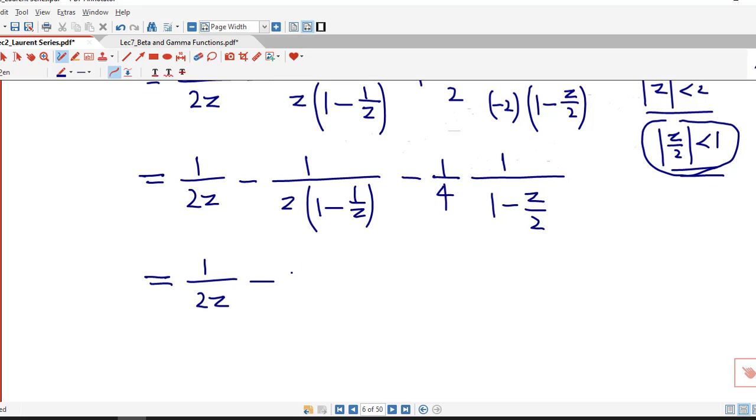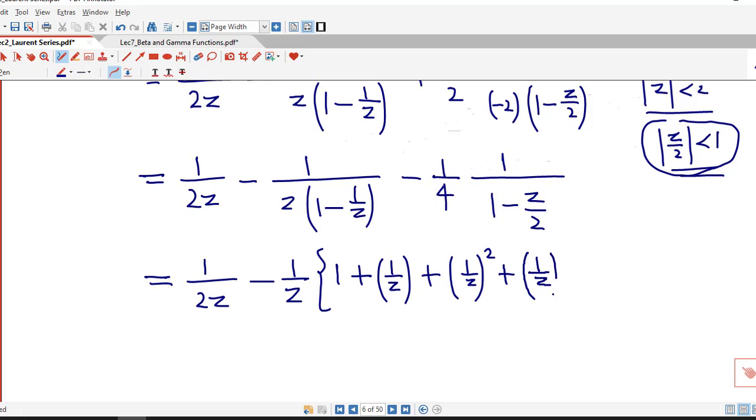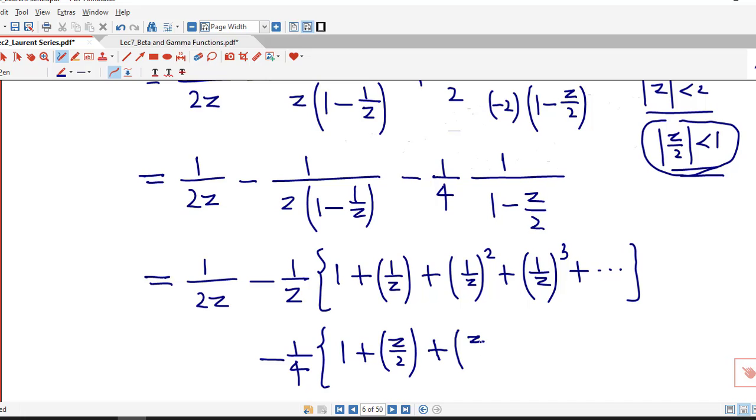So here we have minus 1 by z, and here we have to write powers of 1 by z. So instead of z we have 1 by z, so 1 plus 1 by z plus 1 by z square plus 1 by z cube, and so on. And same thing here, minus 1 by 4, instead of z we have z by 2, so we write 1 plus z by 2 plus z by 2 square plus z by 2 cube, and so on.